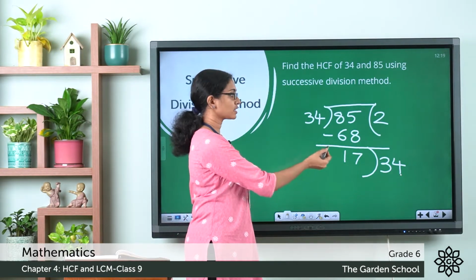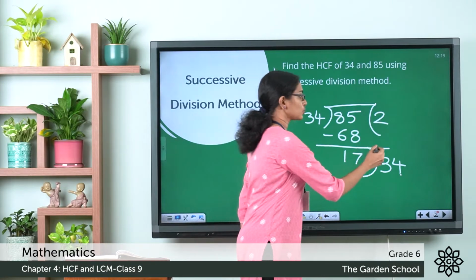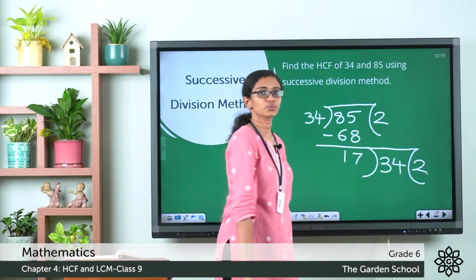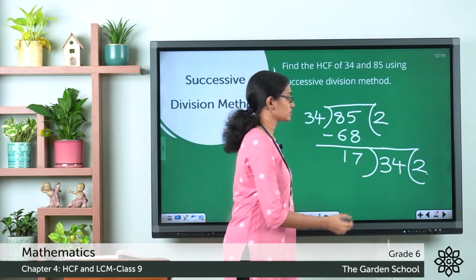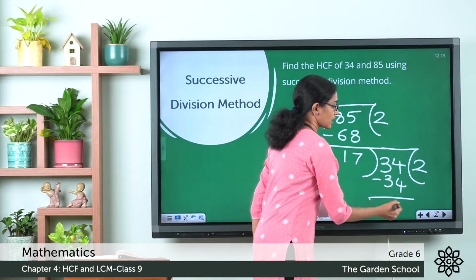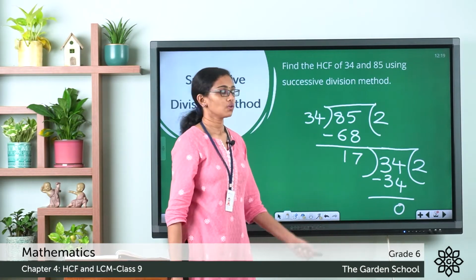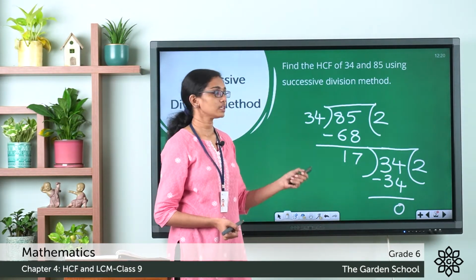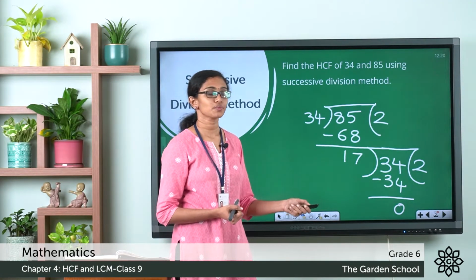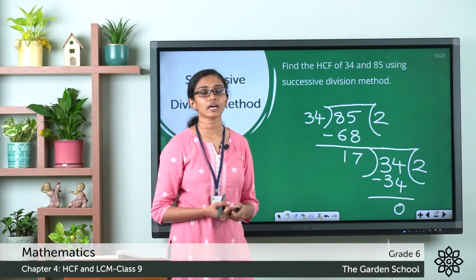How many 17s are there in 34? Two 17s are there in 34. So I am going to write that 2 here. Now, 2 17s or 17 2s are 34. Subtracting the numbers, the difference is 0. So what did we do here? We successively divided the numbers, or we continued the division process until we got the remainder as 0.